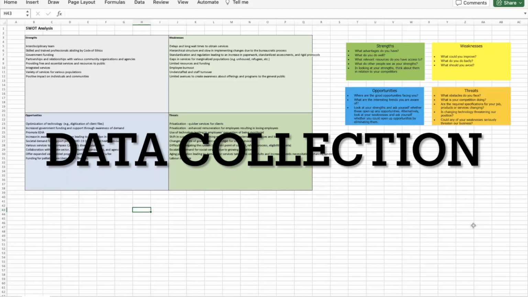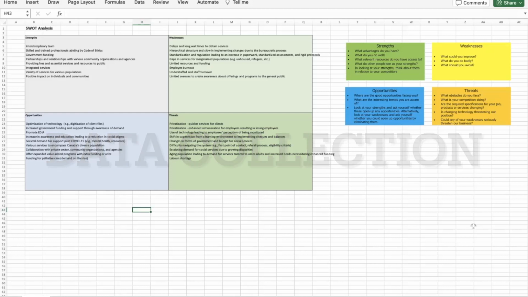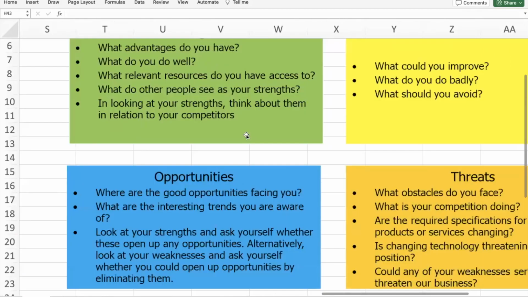Some examples of how to get this information include meeting with your customers to inquire, conducting focus groups, or asking your employees. This can be done through direct conversations or indirectly through the use of surveys. These are just some examples.